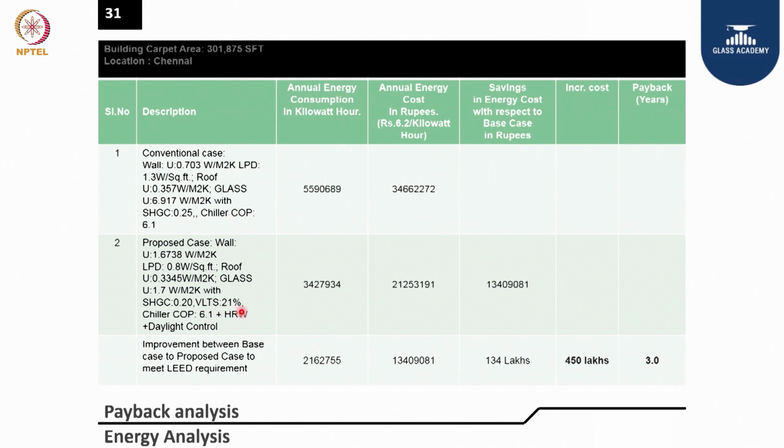The chiller we kept the same, added a heat recovery wheel, and daylight sensors got added, and this glass had a VLT of 21%, SHGC 0.2, whereas here SHGC is 0.25. So we started optimizing it. LPD 0.8 watt per square feet, and initial design was 1.3 watts per square feet, and similarly roof, wall, everything. We thought this is what the proposed building would be. Then we started doing various iterations to see how we can optimize it.